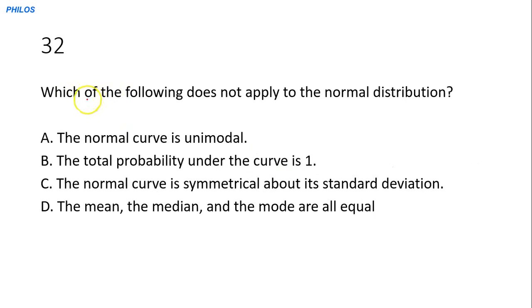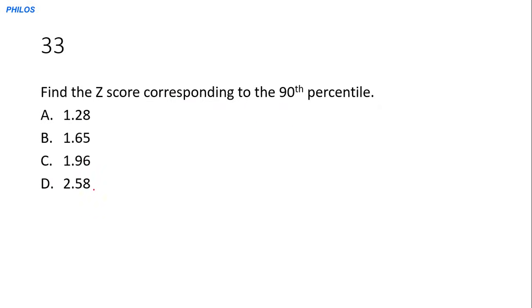Question 32 says, which of the following does not apply to the normal distribution? A. The normal curve is unimodal. This is true. It has only one mode. B. The total probability under the curve is 1. This is also true. C. The normal curve is symmetrical about its standard deviation. I don't think this is true. D. The mean, the median, and the mode are all equal. This is also true. So C is the answer. C does not apply. The question says does not apply. Okay, so the answer is C. So let's proceed to the next question.